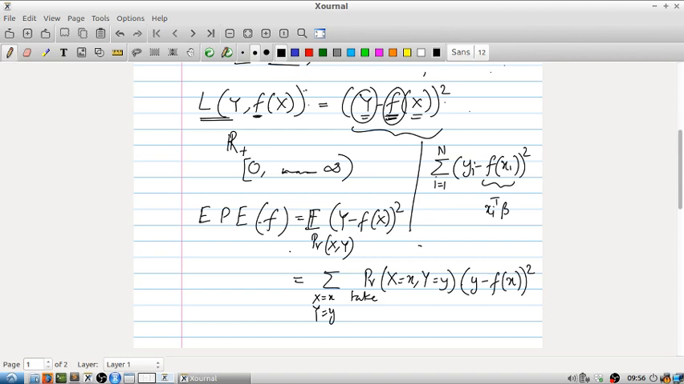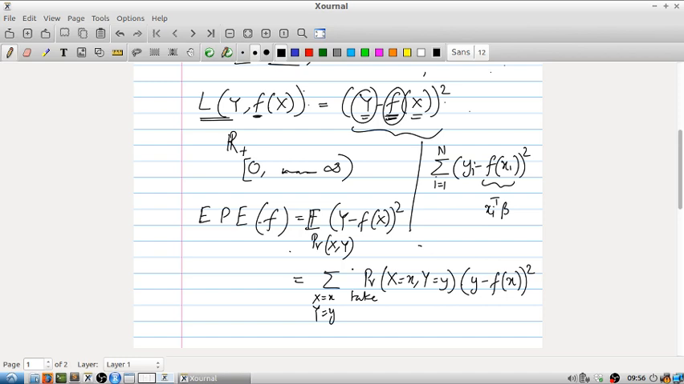So we have defined a loss function which just takes the two inputs, my prediction and the output variable, and tells me the quality of how far they are, for example, in terms of the least squares objective, the squared difference between them. The expectation of that is what is the expected prediction error.